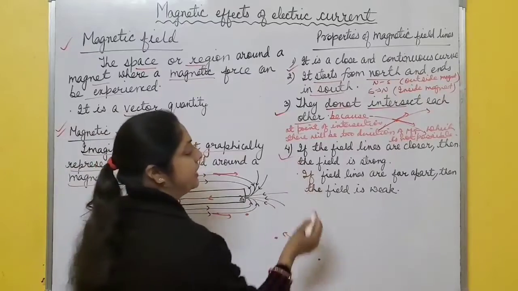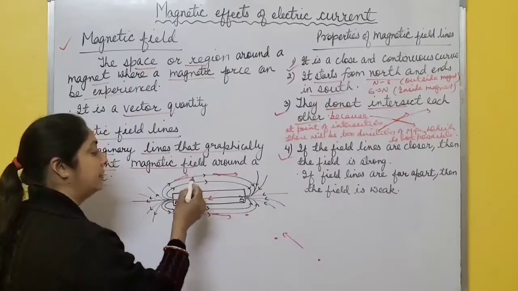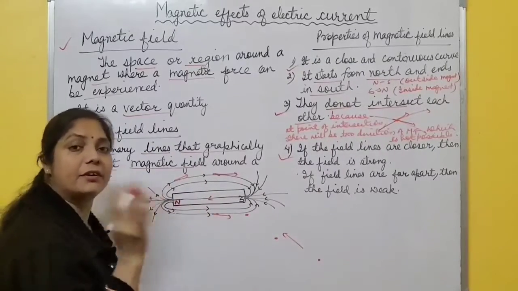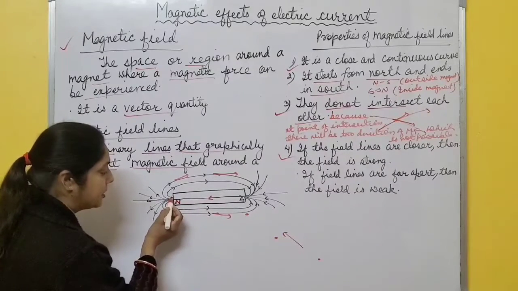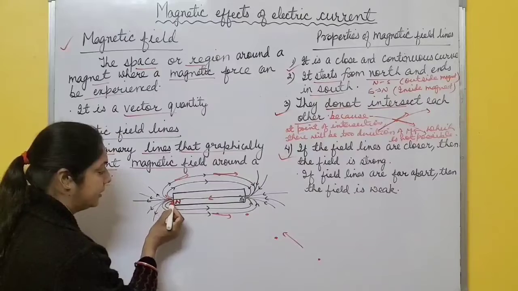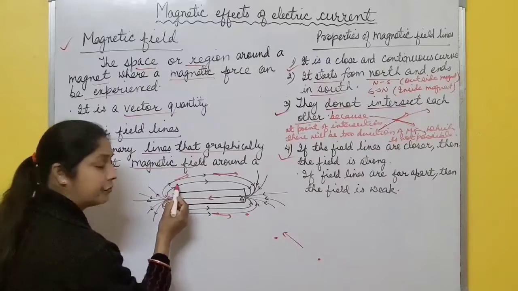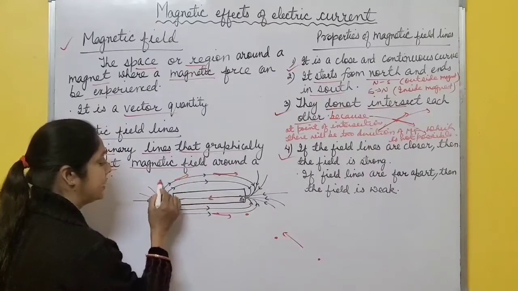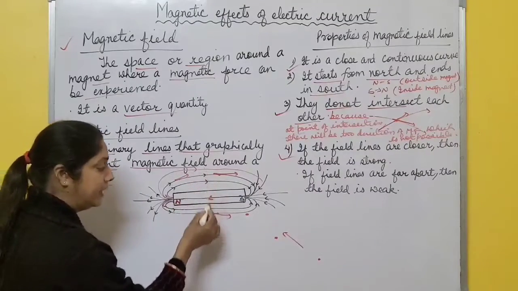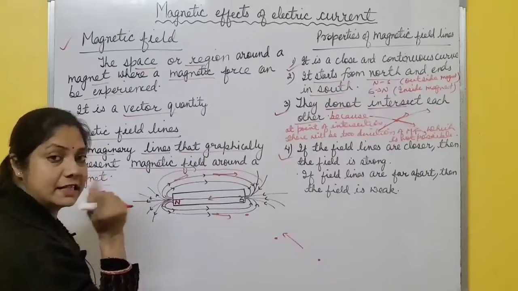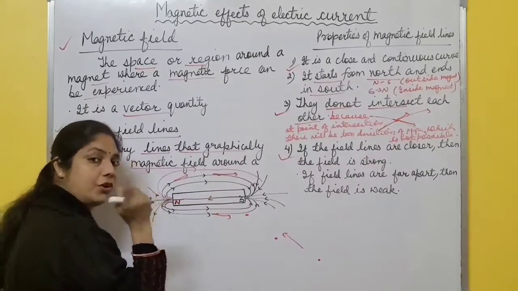Now, the next property is, if the field lines are closer, then at that point the field is very strong. And if the field lines are far apart, it means at that point the field is very weak. It's clear from this diagram that near the poles, field lines are very close to each other. It means the field is strong at this point. As you move away from the pole, field lines separate from each other. So, the closer the field lines, the stronger the magnetic field.